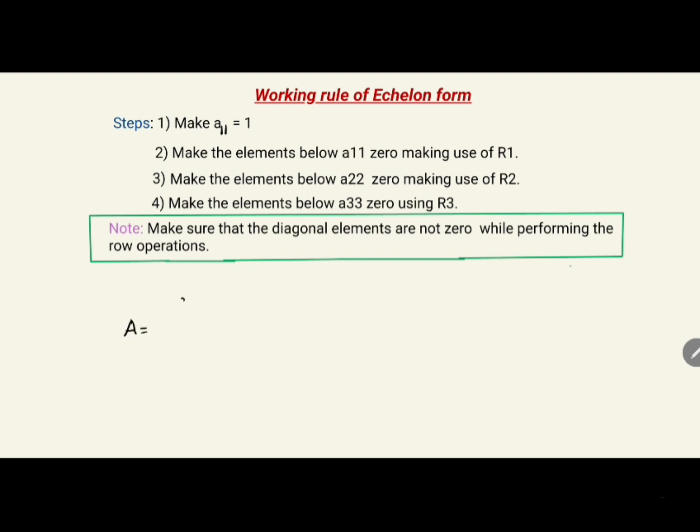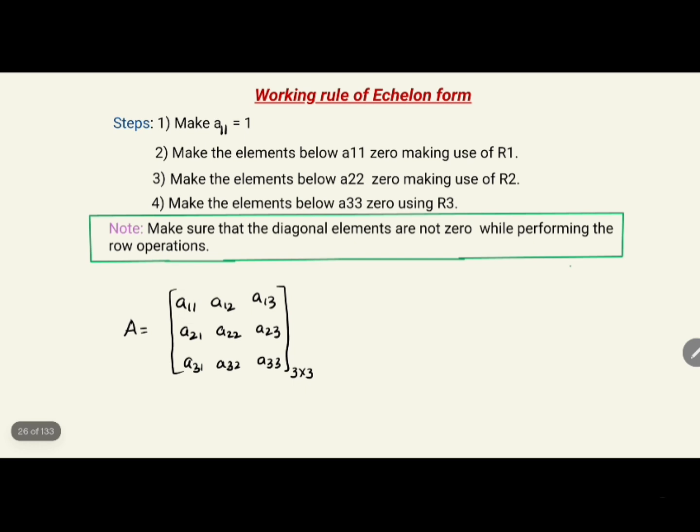Now if I take a 3 by 3 matrix, I'll write down a 3 by 3 matrix. A is equal to A11, A12, A13, A21, A22, A23, A31, A32 and A33. So this is a 3 by 3 matrix I have taken. Now what is the first step here? I should make this element 1. That is the first step.